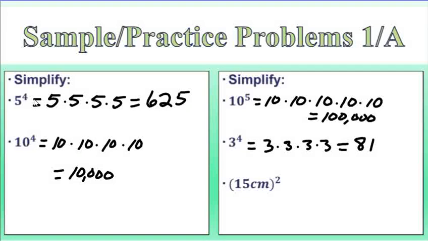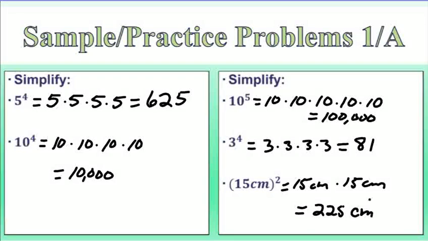Then 15 centimeters squared, which means 15 centimeters times 15 centimeters. 15 times 15 is 225. Centimeters times centimeters is centimeters squared.